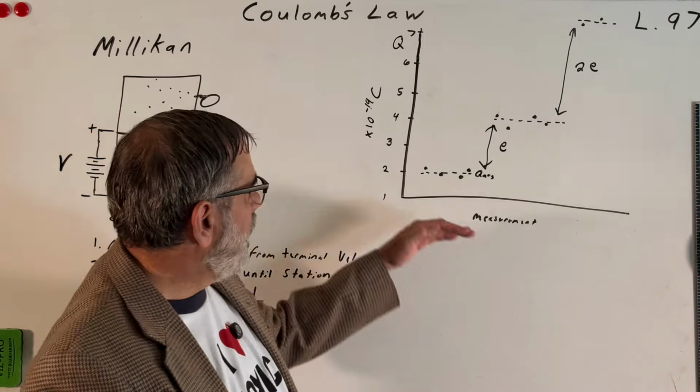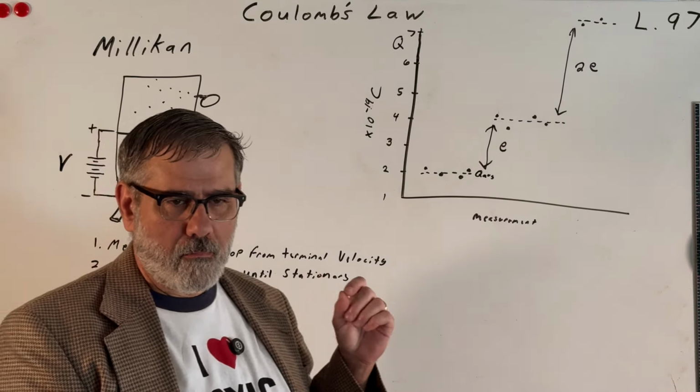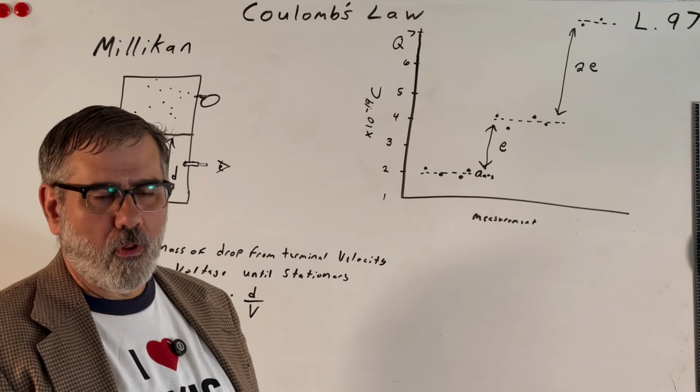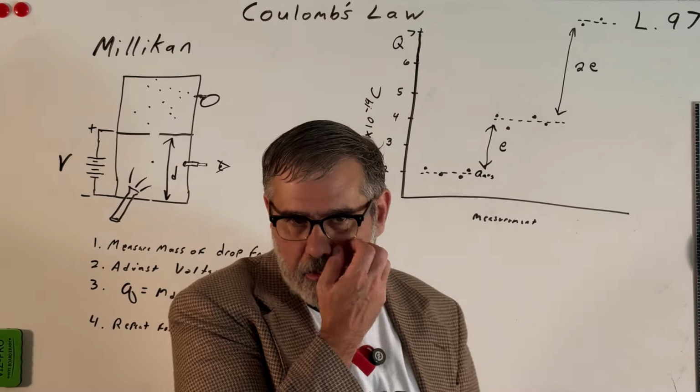And so that's how we figured out that it was quantized. The charge comes in discrete little bits of 1.602 times 10 to the minus 19 coulombs. That's the charge of the electron. Okay, so charge is quantized.